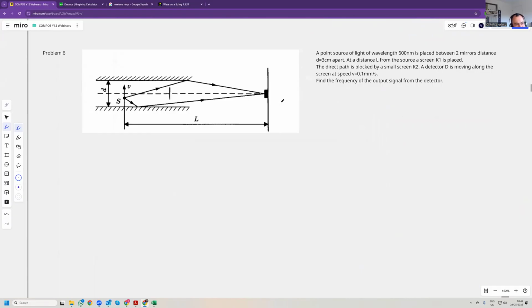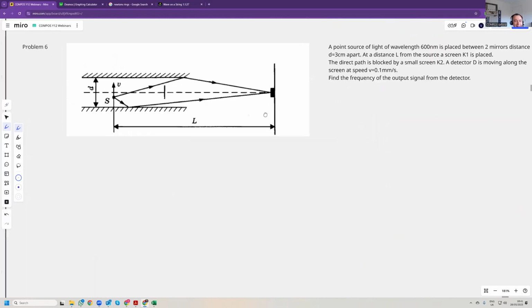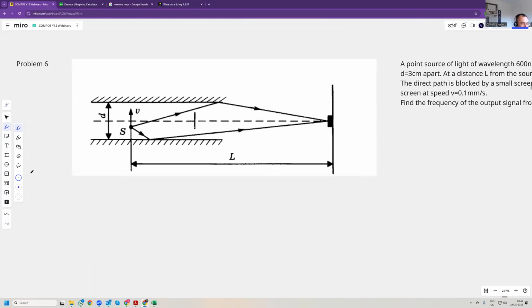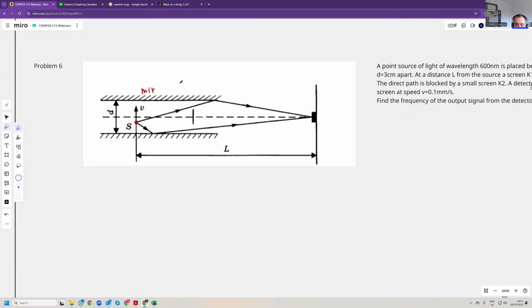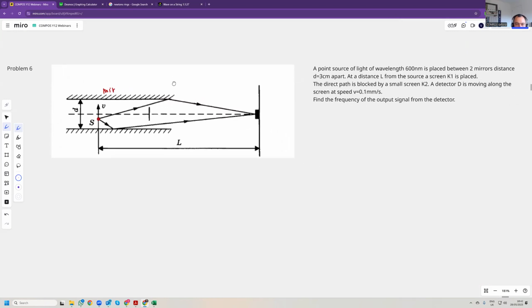Problem 6. That's a very nice one. So you have a source of light here. Then you have two mirrors, mirror 1 and another mirror. And this screen is K1, and this small screen is K2. And there's a detector, D.